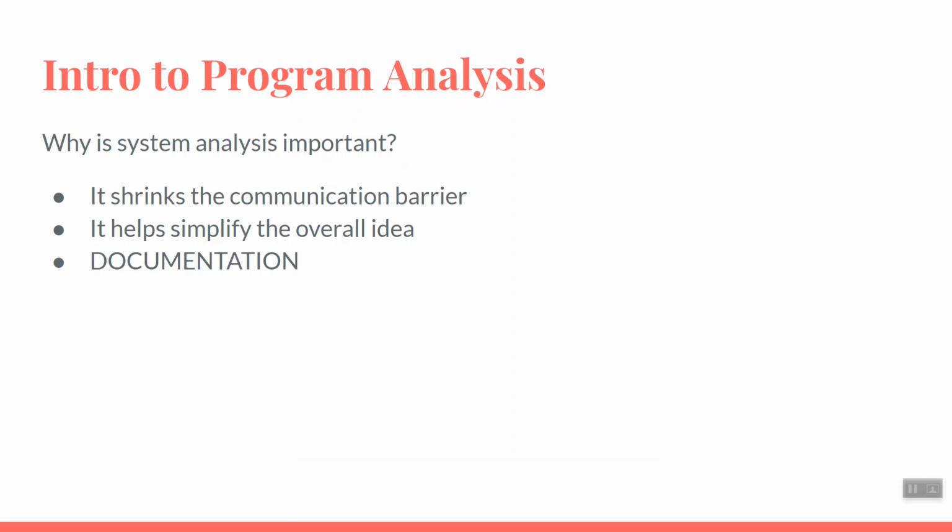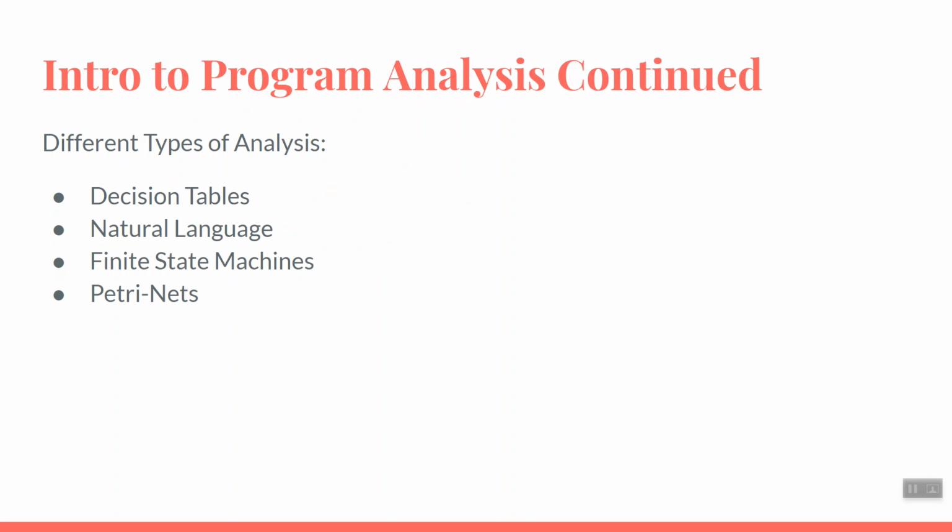Why is this important to do? It helps shrink the communication barrier between developers and the business side of a company. It also helps simplify the overall idea of a system, and it can provide much needed documentation. There are a few different ways to do this. We can do this using decision tables, natural language requirements, finite state machines, Petri-Nets, and many others.